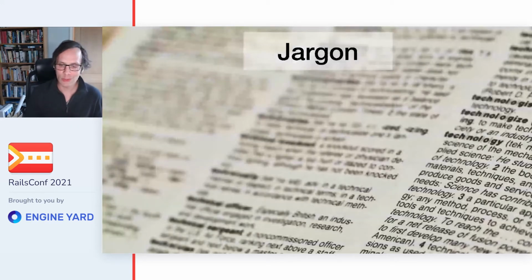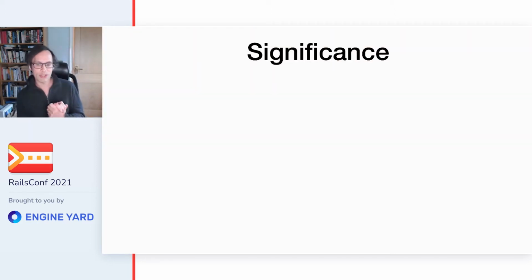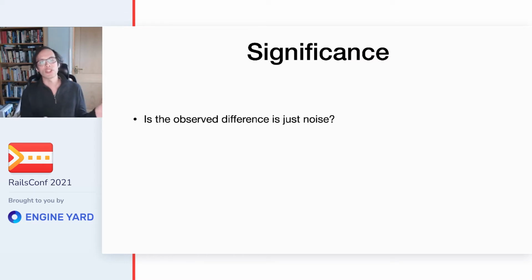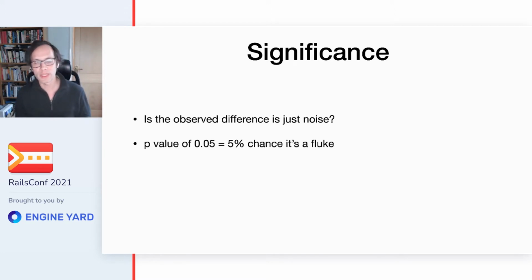I'm going to need to go through some jargon. So hopefully this will only take a few minutes. And the three terms I want to go over are significance, test power, and sample size. So significance is answering the question, is the observed difference just a fluke? So this is where you'll hear people talk about p-values. And when someone says we got this result and the p-value was 0.05, that means there's a 5% chance it's a fluke. But sometimes people talk about this the other way around. Instead of saying a p-value of 0.05, they'll say that the confidence level is 95%. It's the same number, it's just viewed the other way around.